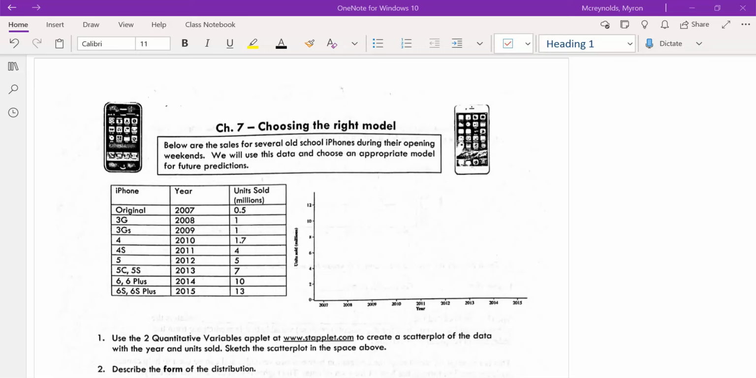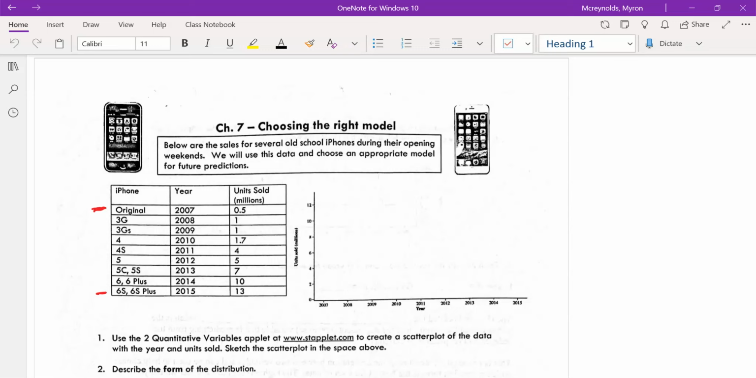Hello class. Today we're going to be working on the last topic for chapter 7, which is choosing the right model. And in this sheet we're looking at data of iPhone sales, all the way from the original iPhone in 2007 to the 6S in 2015, and looking at how sales went up as the different models were released by year. And we're going to look and see what the relationship looks like here.